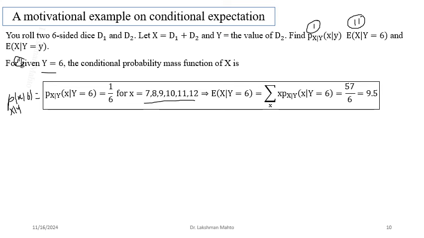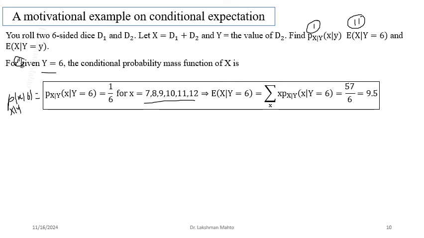How many values are there? 6 values. All are equally likely. There is no special information that face 1 is more prime than face 2, something like that. Such a thing is not there. So the conditional probability mass function of x given 6 is 1/6. Okay, we have computed the conditional probability mass function of x.